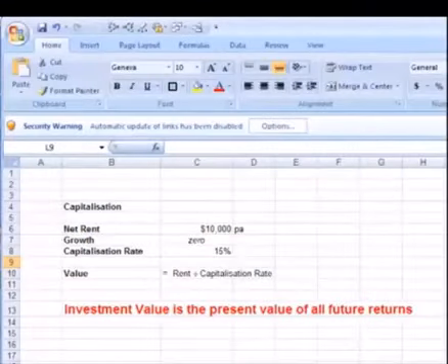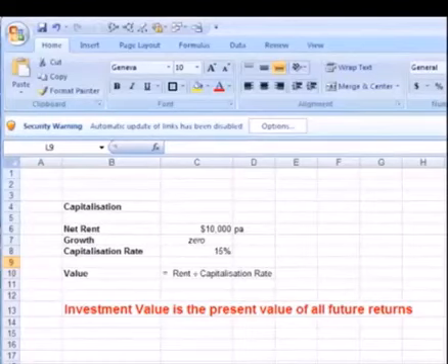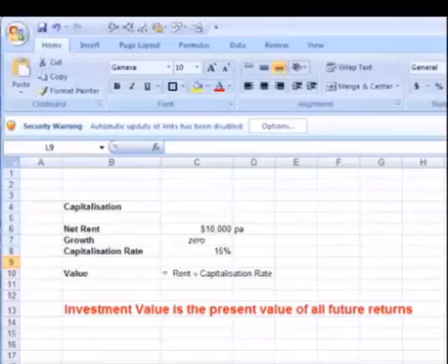Here we're looking at a very simple case, where let's assume that there is a net rent available of $10,000 per annum. Furthermore, we're going to ignore growth for this exercise. As it turns out, it doesn't really matter whether we put growth in or not, because capitalisation ignores any growth factors. It's actually assumed to be hidden inside the adopted capitalisation rate. The capitalisation rate we're adopting in this example is 15%.